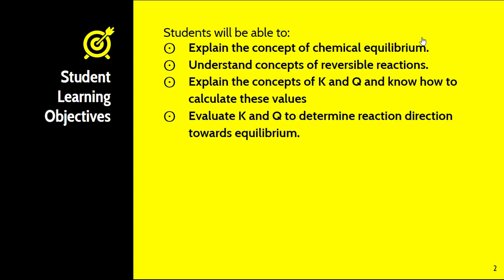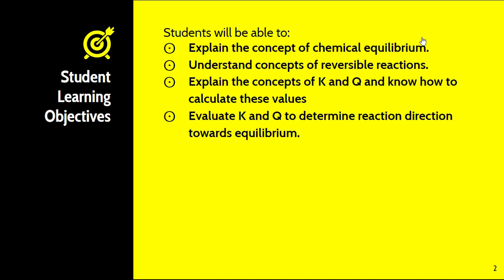So hopefully by the end of this video, you will be able to explain the concept of chemical equilibrium, understand the concepts of reversible reactions. You should also be able to explain the concepts of K and Q and know how to calculate these values. And I know you don't know what K and Q are at the moment, but you'll find out shortly. And then evaluate K and Q to determine reaction direction towards equilibrium. So lots of different stuff we're going to look at today.